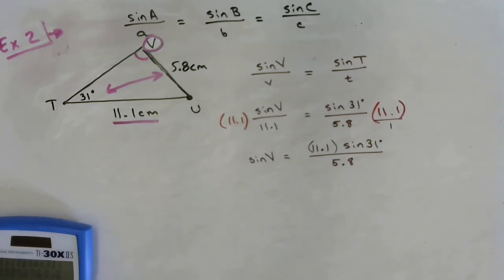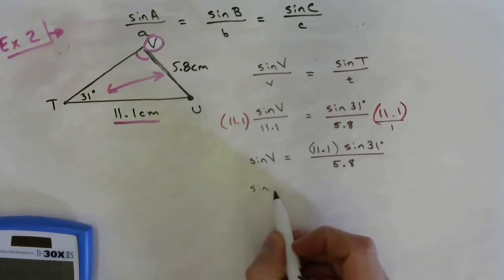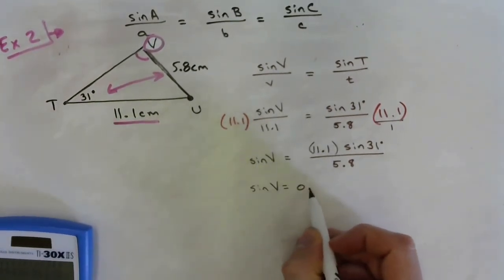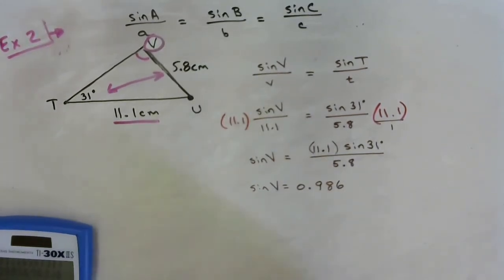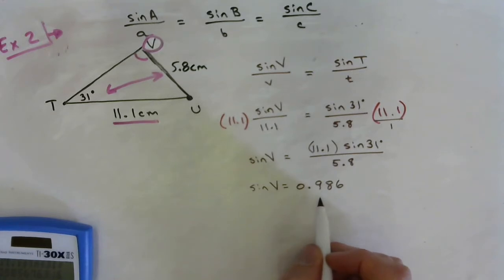This is what you might be tempted to do. You're going to write the sine of v equals 0.986. I'll just round it. And then you're going to take the inverse sine of that. You're going to get a rounded answer using a rounded value. That's not a good idea.